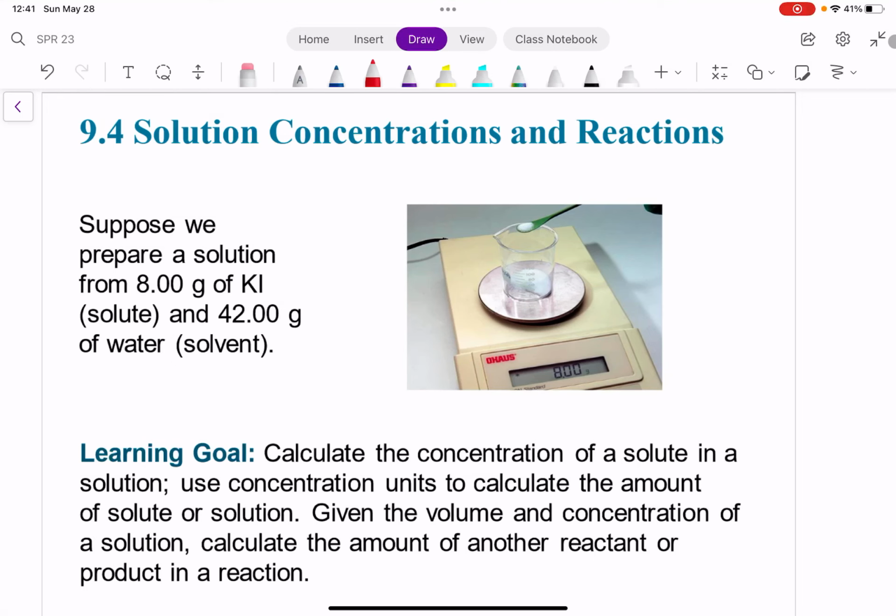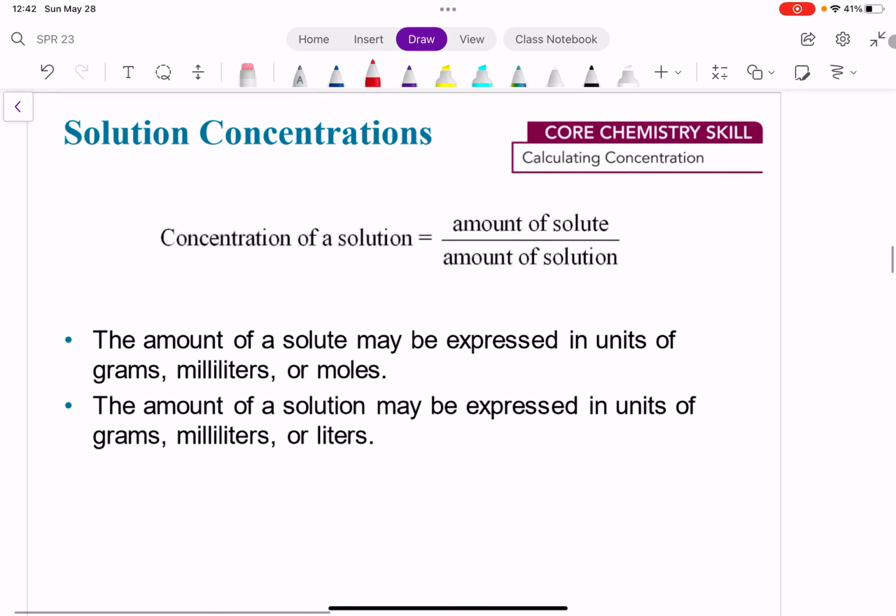In this video, we're going to talk about solution concentrations, which is 9.4 in your textbook. There are lots of different ways to figure out the concentration of a solute in a solution and to express that value. But what we're going to focus on mostly in this class is something called molarity. We talked a little bit about that in our lab last week, but I want to get more in depth in this video. But first, let's think about concentrations as a whole.